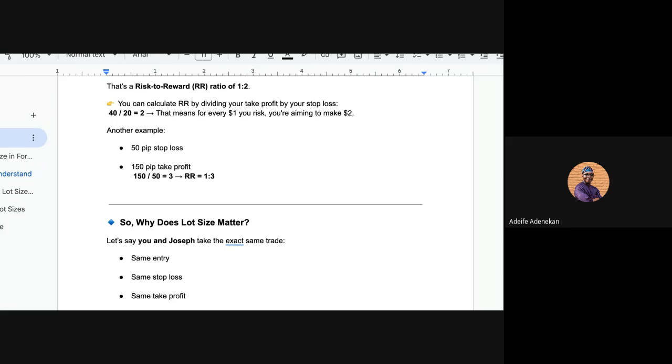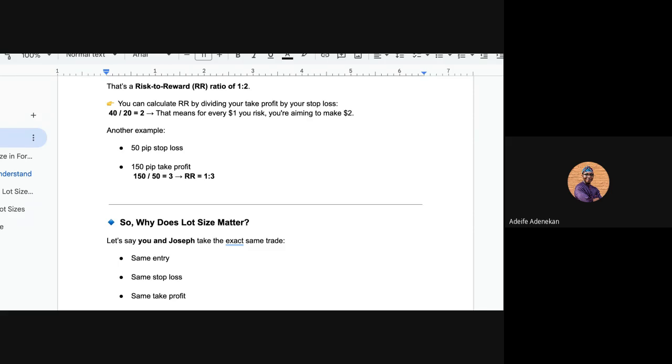If you don't understand what I just explained, you can just put it in the chat box so that I can see. But if you understand perfectly, just send a thumbs up. Okay, very good. I will say that people are following and they understand it. It's a very easy concept, not difficult at all. As regards risk to reward, it's not a difficult concept in any way.